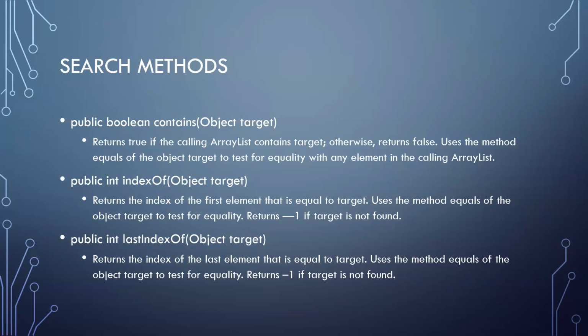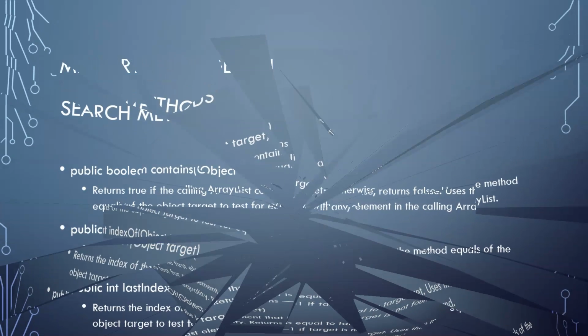And then, of course, lastIndexOf, whereas the first one just tells us the first position. If I had multiple 3s in there, I could use lastIndexOf to search from the end of it rather than from the beginning. And of course, both of those will return a -1 if they do not find that target.